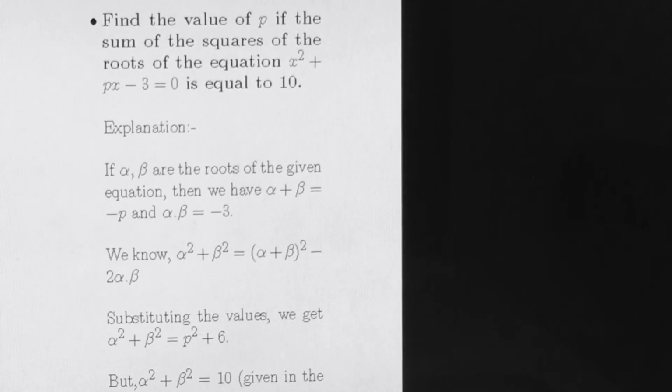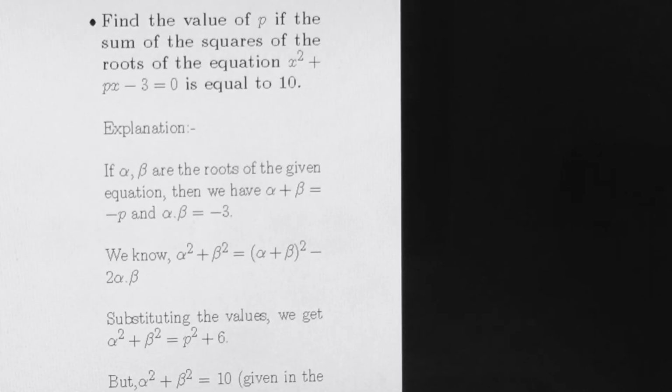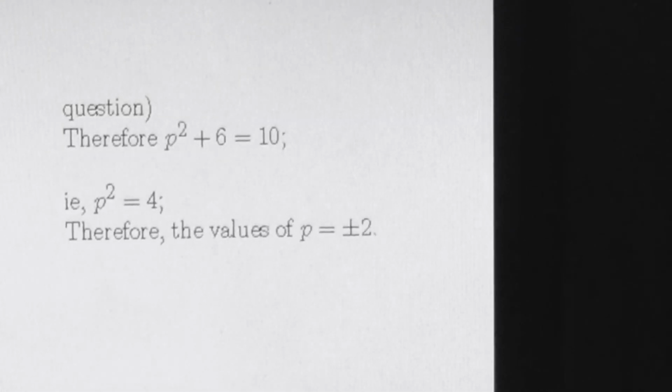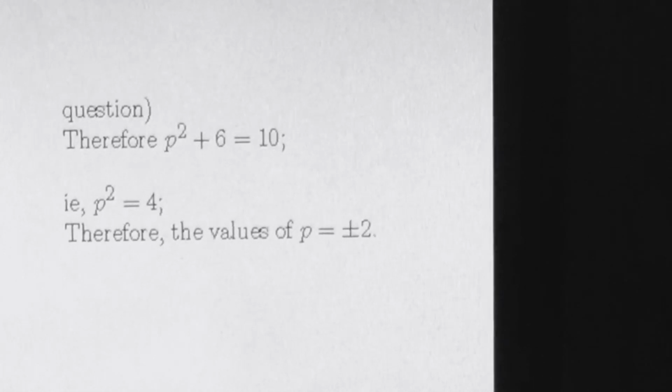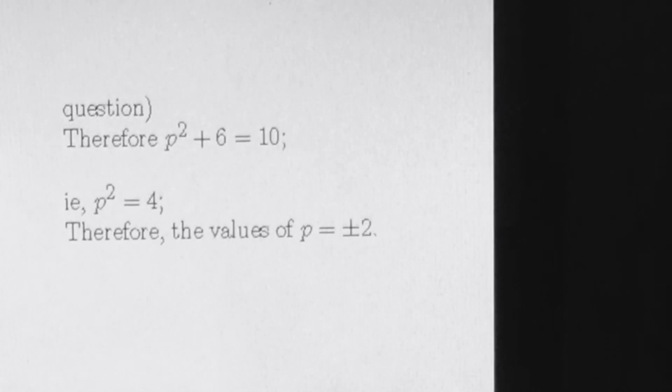Substituting these values, we get alpha² + beta² = p² + 6. But it is given in the question alpha² + beta² = 10. Therefore, p² + 6 = 10. From that we get p² = 4. Therefore, the values of p are ±2.